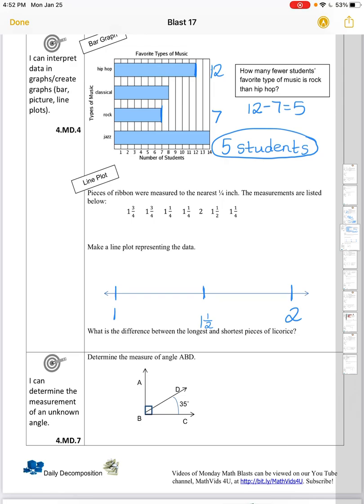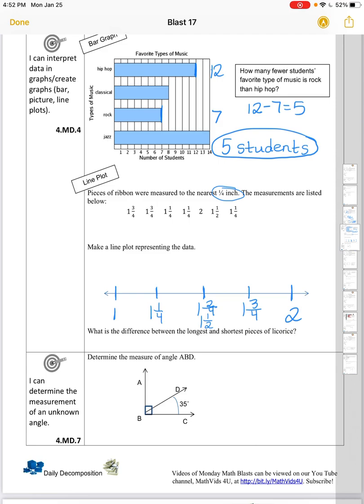But since the ribbon was measured to the nearest 1/4 inch, I want to break this whole into fourths. So I have 1 and 1/4, 1 and 2/4, which we know is the same thing as 1 and 1/2 there, and 1 and 3/4. Now 1 and 4/4 would be 2, because it would be 1 and another 1 whole. 4/4 would be the second whole.